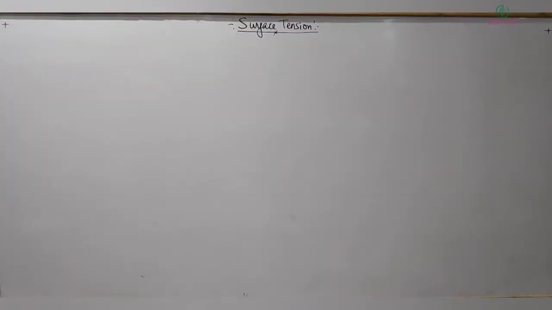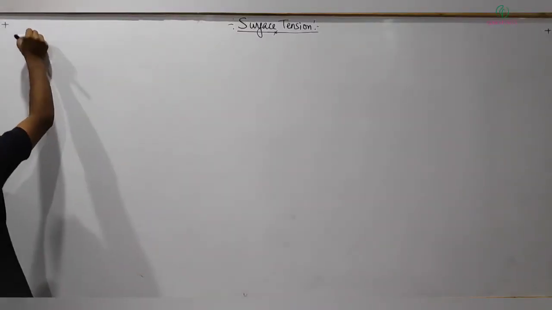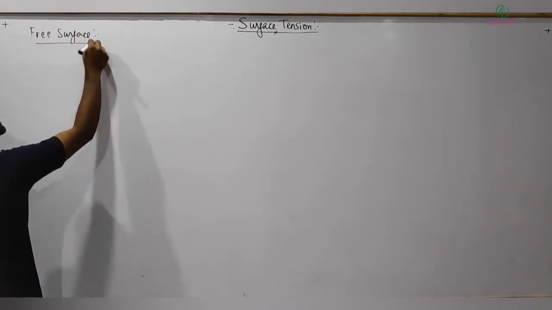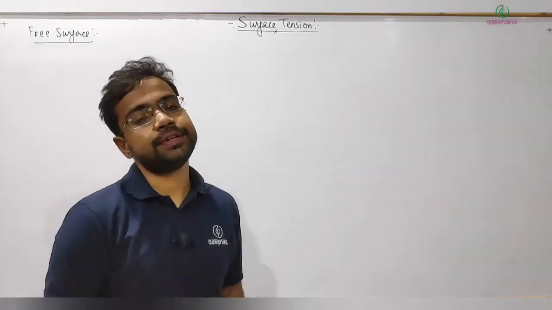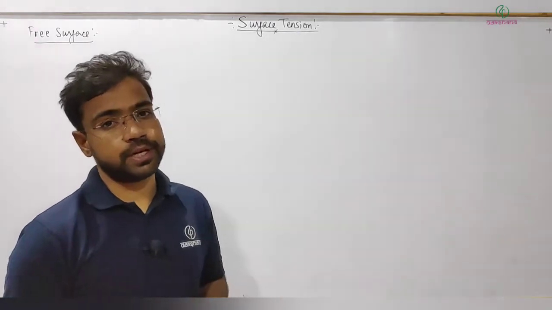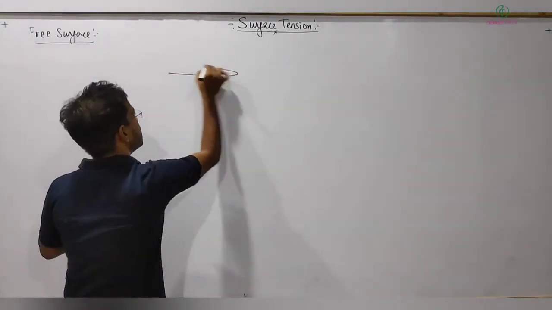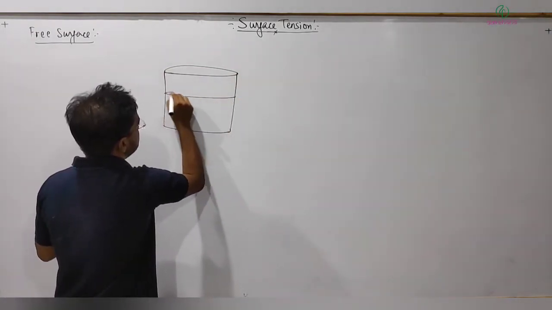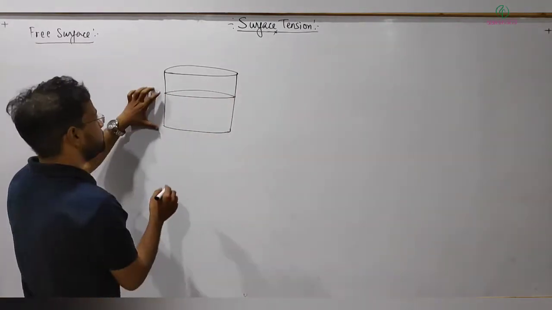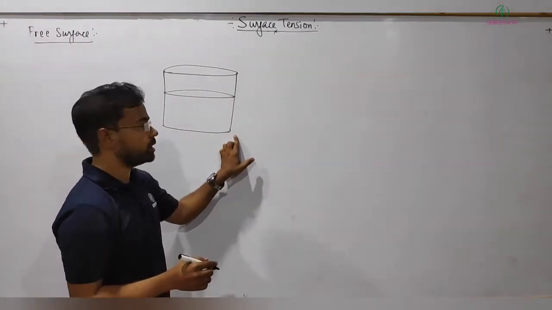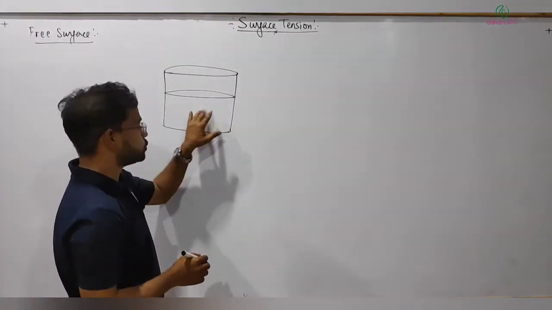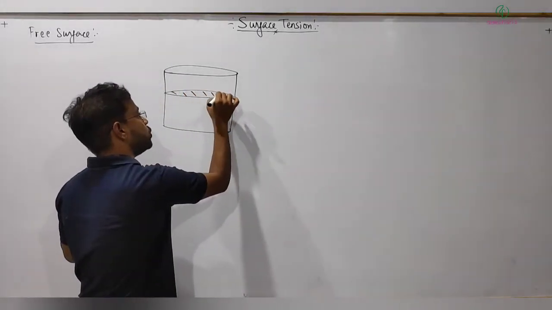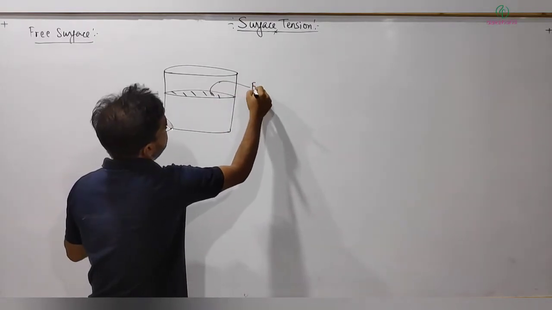Next, let me define one term that is called free surface. This will be used a lot in this chapter. So what is called free surface? It's basically one surface of a liquid which is open to atmosphere on one side. Let's consider this is a container and some liquid is filled in this container. Now you can say there is one surface of the liquid in contact with this wall, one in contact with the bottom, and so many other imaginary surfaces I can consider. But the surface which is open to atmosphere on one side is called free surface.